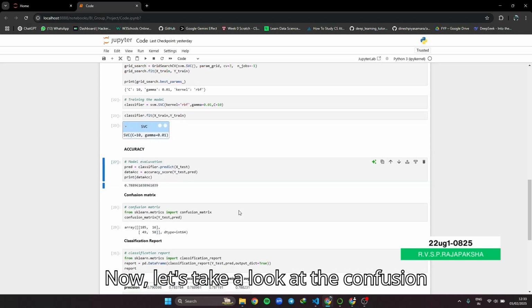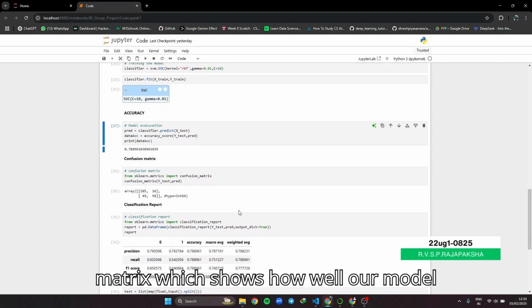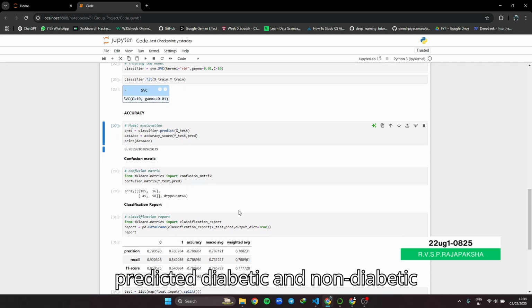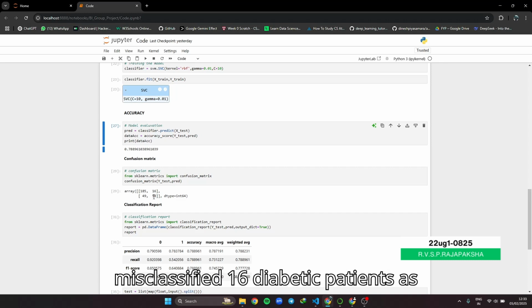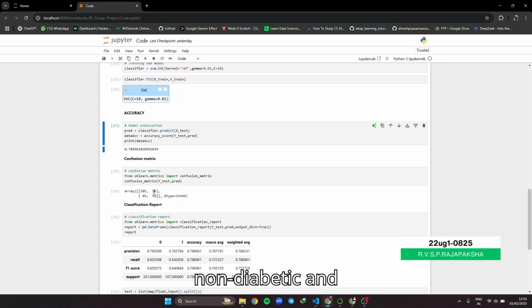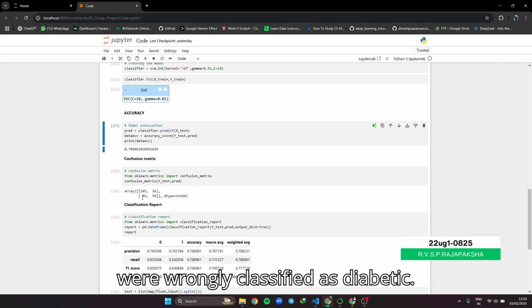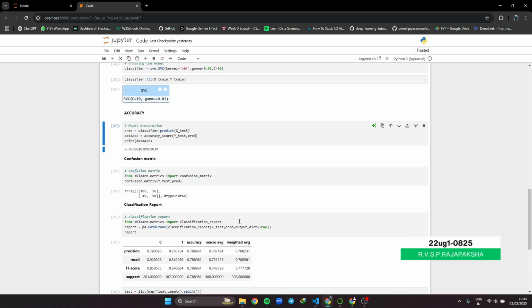Now, let's take a look at the confusion matrix, which shows how well our model predicted diabetic and non-diabetic cases. It correctly identified 185 non-diabetic patients. It also correctly identified 58 diabetic patients. However, it misclassified 16 diabetic patients as non-diabetic and 49 non-diabetic patients were wrongly classified as diabetic.